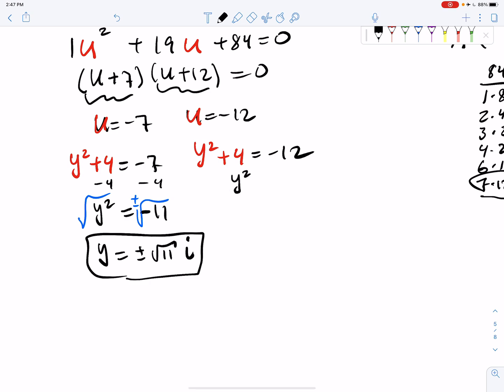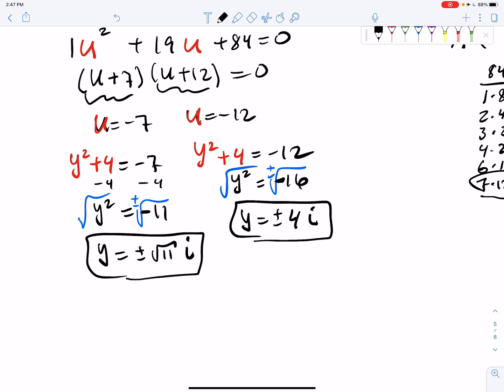This is going to be subtract 4 off both sides, so y squared equals negative 16. Of course, we square root both sides, and we never forget our plus or minus. And we get y equals plus or minus the square root of 16, which is 4, and don't forget your i: a negative under the square root gives us an i. So we get 4 answers, and those 4 answers are y equals plus or minus the square root of 11 i, or y equals plus or minus 4i.